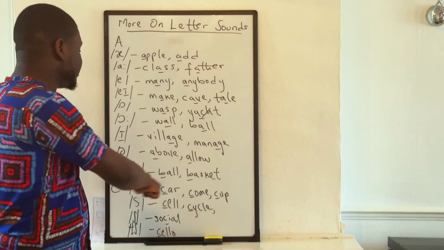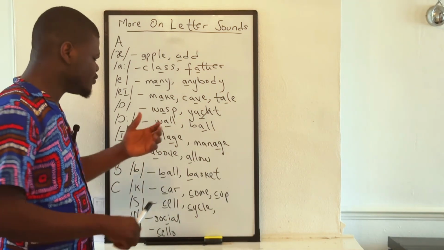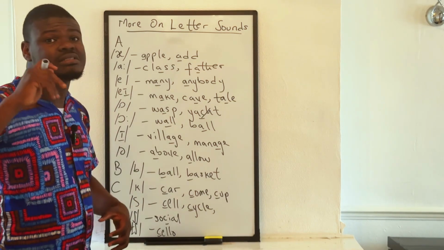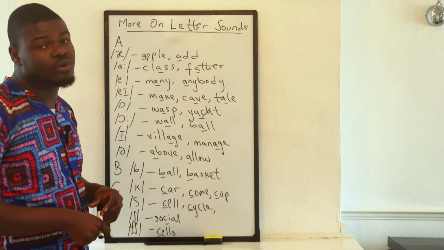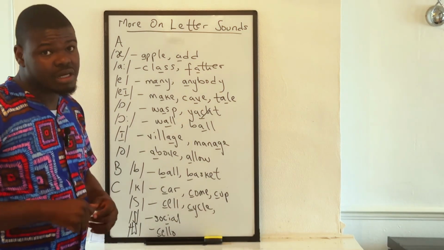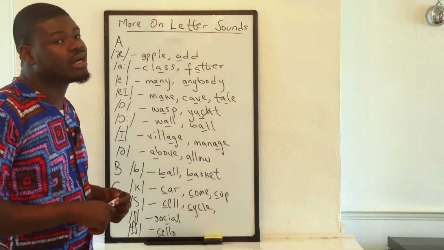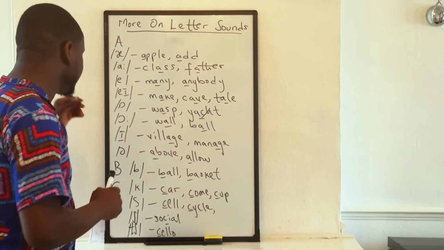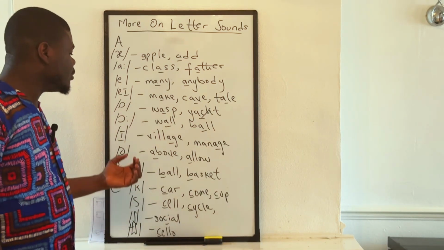The next letter is the letter C, and that letter C gives us four different sounds. It gives us the /k/ sound, as in car, as in come, as in cup, etc. It can also give us the /s/ sound, as in cell, as in cycle. It can also give us the /ʃ/ sound, as in social, and it can also give us the /tʃ/ sound, as in cello.